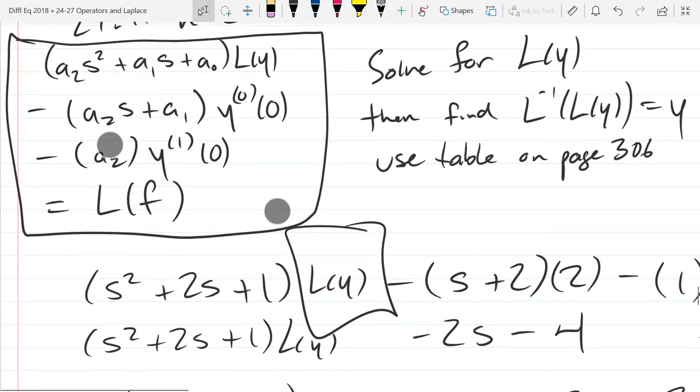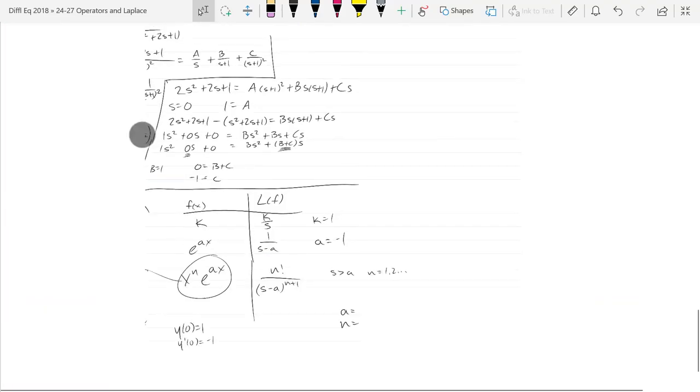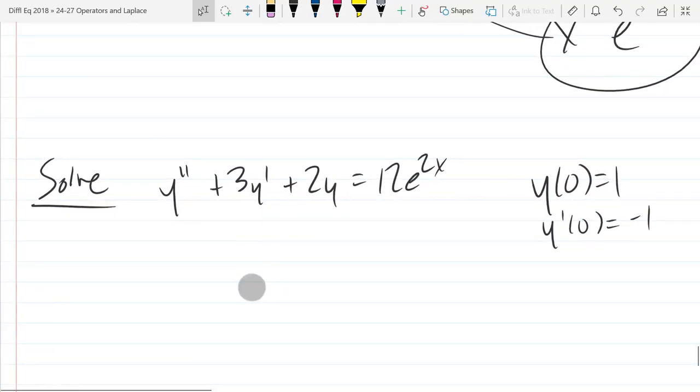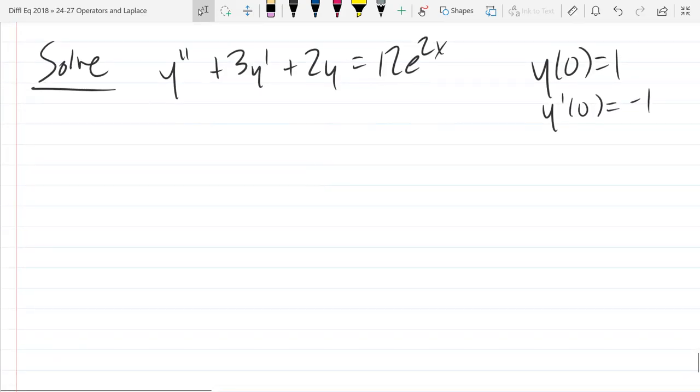Are we given initial conditions for the problem? Yes. y of 0 equals 1, and y prime of 0 equals negative 1. So A2, A1, A0 should be very easy to see. Your f function is 12 e to the 2x right there.